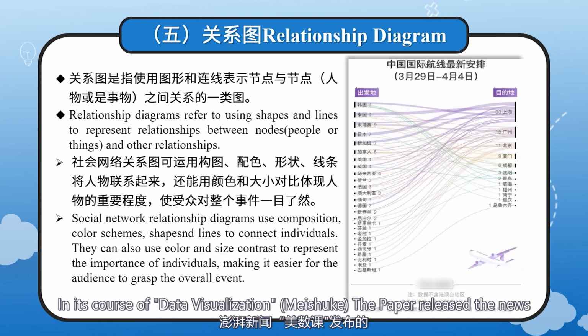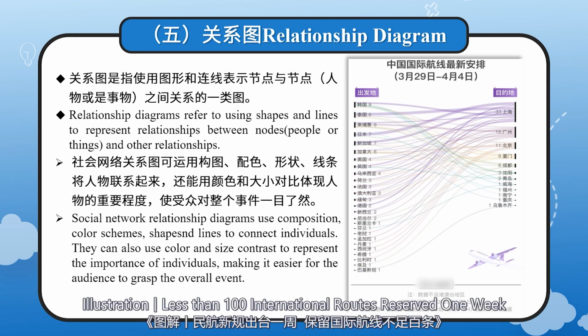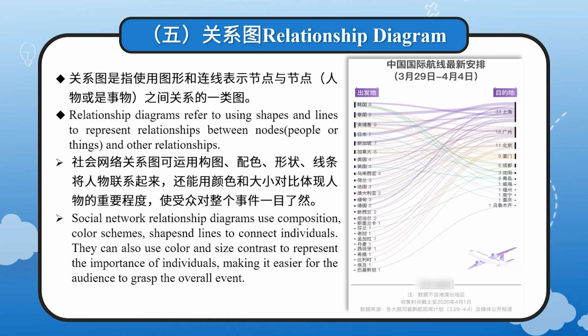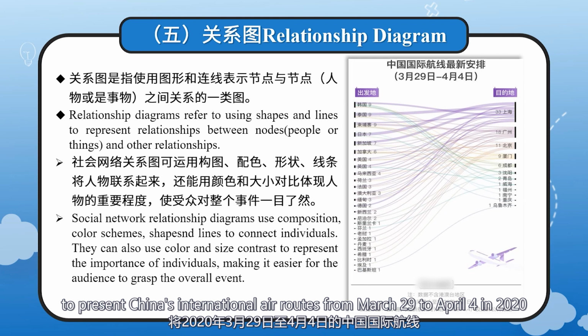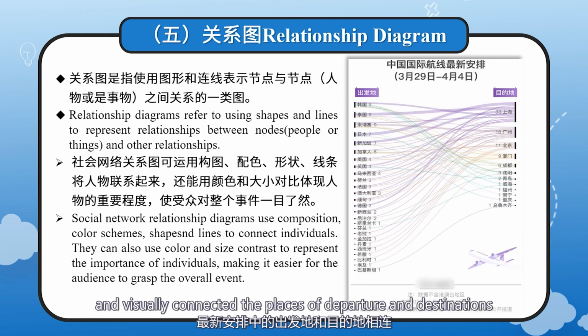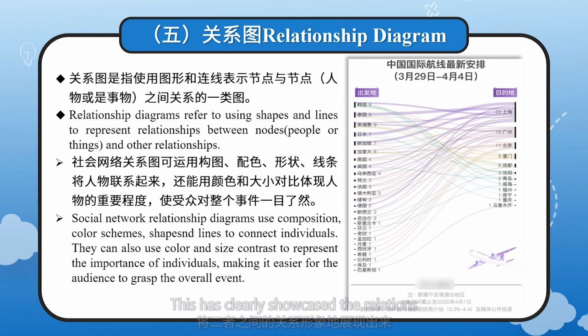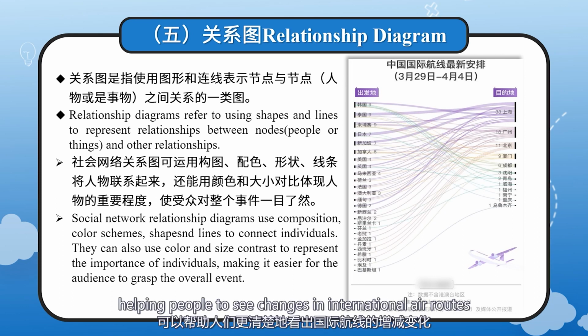In this course of data visualization, the paper released the news illustration, less than 100 international routes reserved 1 week after the new civil aviation regulations were promulgated. It utilized Sankey diagrams to present China's international air routes from March 29 to April 4th in 2020, and visually connected the places of departure and destinations. This has clearly showcased the relations between places of departure and destinations, helping people to see changes in international air routes.